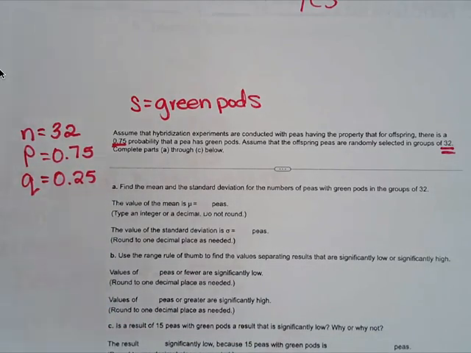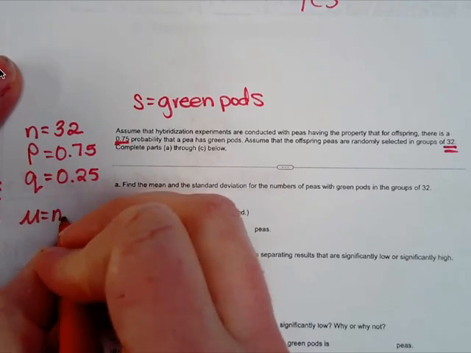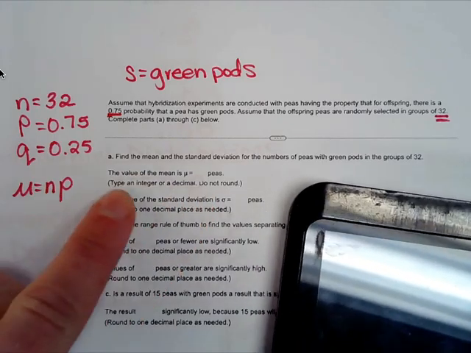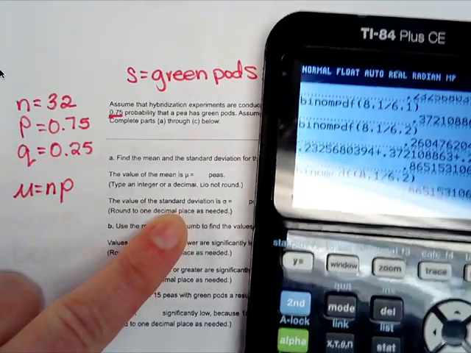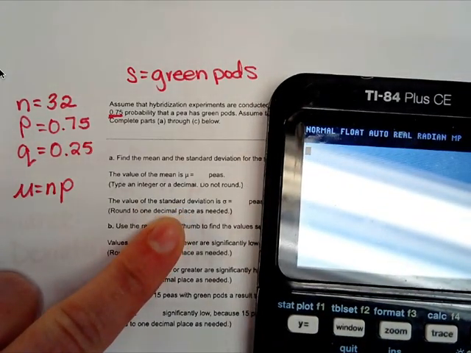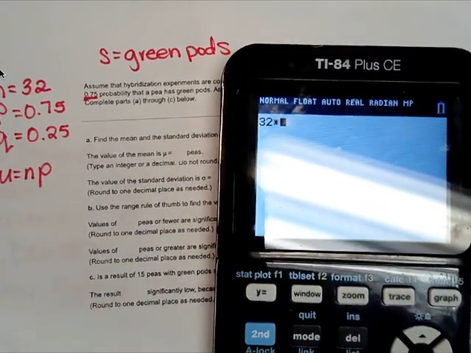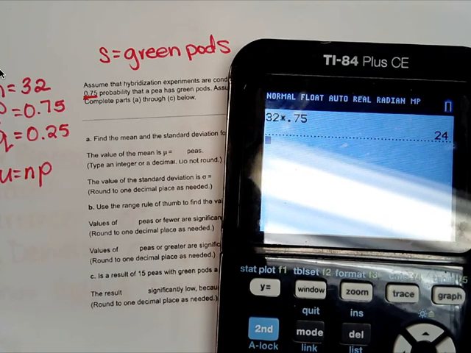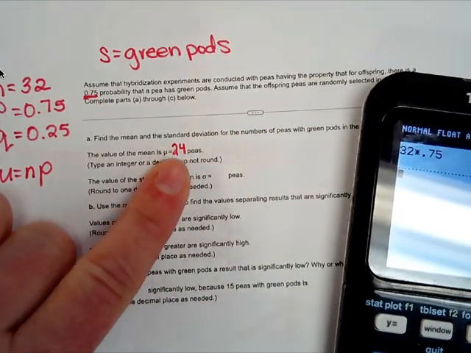So once you identify those variables, then you can plug it into the formula. So let's find the mean. It's N times P. So the value of the mean is, do not round, because this is discrete. So N is 32. We're going to multiply times the probability, 0.75. It's 24. So the mean is 24. So 24 out of the 32 will have green pods.